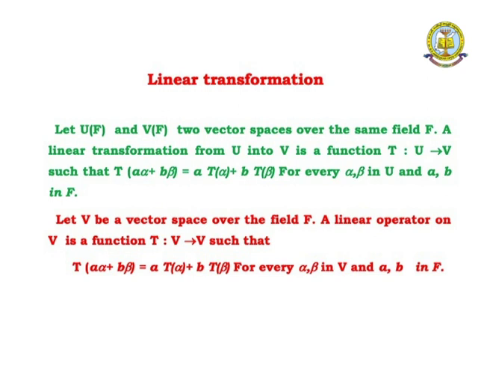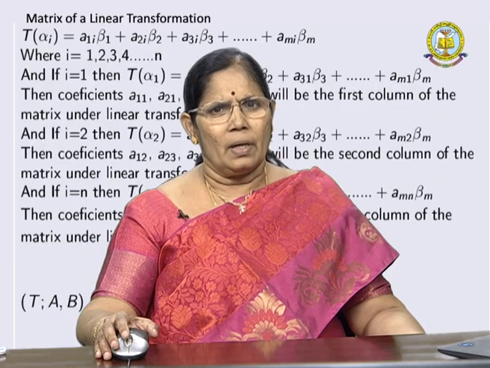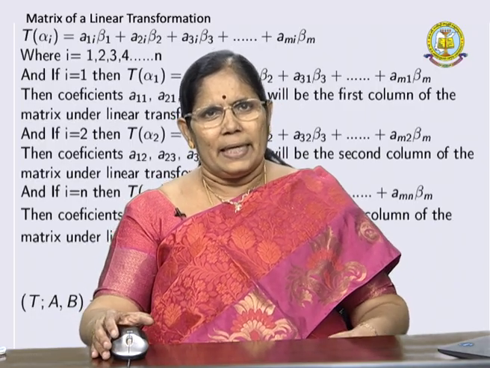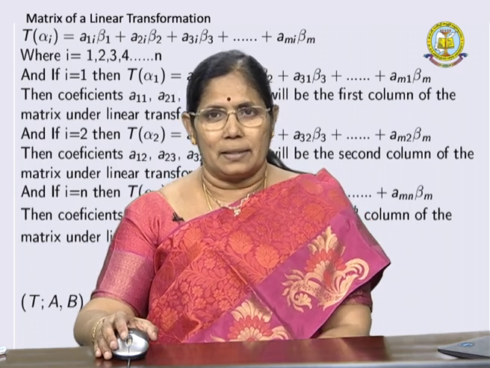If U and V are any two vector spaces, then a linear transformation from U into V is a function T from U to V such that T of a alpha plus b beta is equal to a into T of alpha plus b into T of beta, for every alpha, beta belonging to U and a, b in F. Now we will see linear transformations as vector spaces.